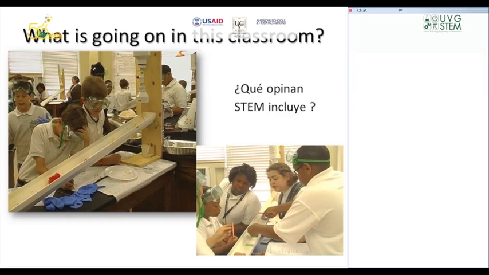And so would you type into the chat window, just a minute, what you think, what you see happening in these pictures? What are the students doing, and what kind of things might they be learning, and that sort of thing? Very good. Somebody said discovering concepts, experiments, learning by doing. Mm-hmm. You have a lot of good ideas.